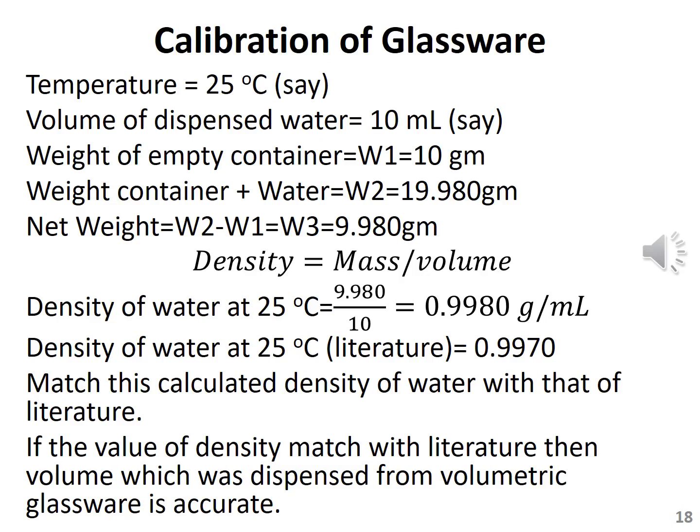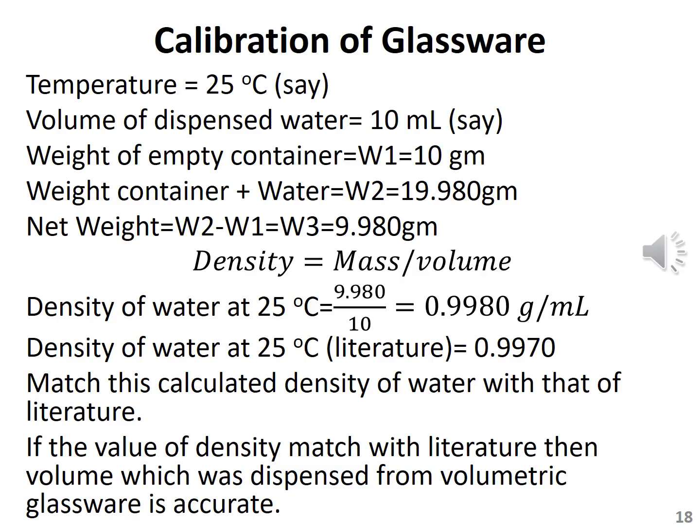So W1 represents the weight of the empty container and W2 represents the weight of the empty container plus dispensed water. So we will calculate the net weight by subtracting W1 from W2 to estimate the net weight of the dispensed water, and after that we will calculate the density at the specific temperature, 25 degrees Celsius, and then we will compare the calculated density with that of the literature.